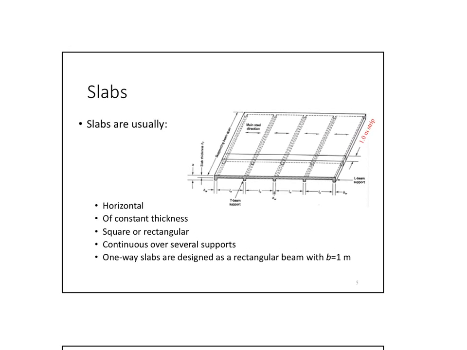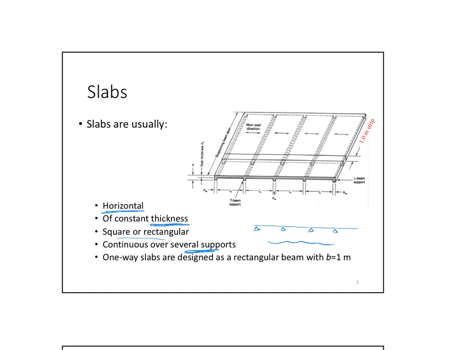Slabs are usually horizontal, right? When we're talking about stairs, those are also types of slabs, but they're inclined. They are of consistent thickness; it's very rare that you find different thicknesses in slabs. They are square or rectangular, continuous over several supports. As much as we can, we try to enforce this continuity above different supports, to be able to reduce the stresses. The more negative moment I have, the less positive moment it will end up having.